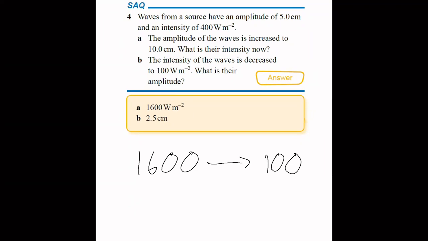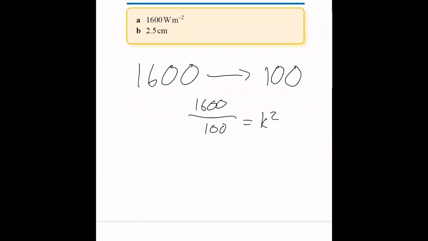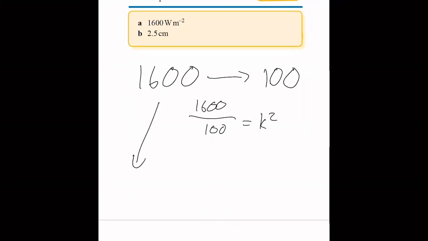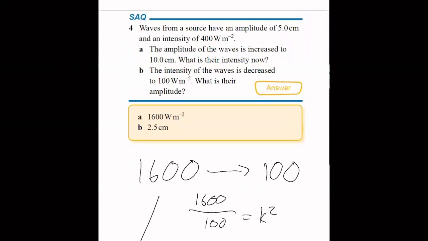It's possible. Okay, so let's have a look. So if you said 1600 decreases to 100, then what did you say after that? So I said 1600 divided by 100 is 16, and that is K squared. Correct, which is the K squared. And the amplitude of the 1600 is 10 centimeters. Correct, it's 10 centimeters. So since you're going to a smaller one, if you divide by the square root of K, you should get the amplitude of the other one. I believe that is correct.